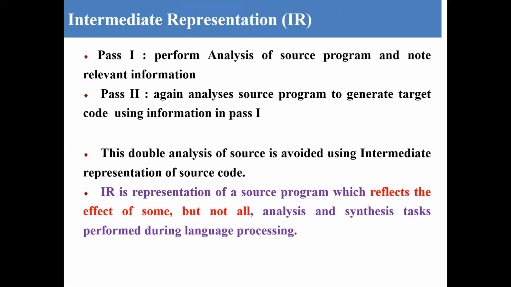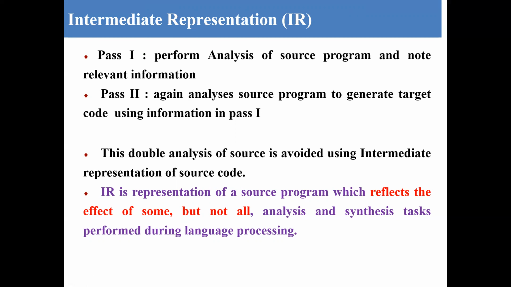Okay. So now intermediate representation. So first pass 1 and pass 2 is there. Now you are familiar with this word. Pass 1 performs the analysis of the source program and notes the relevant information. And pass 2 again analyzes the source program to generate the target code using the information from pass 1. So you can see in both the passes there is an analysis, or the scanning, of your source program. So we have to avoid this double analysis of the source program. So how can you avoid this? By using this intermediate representation.